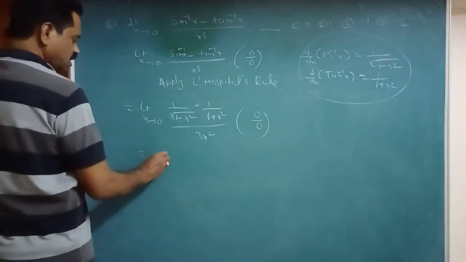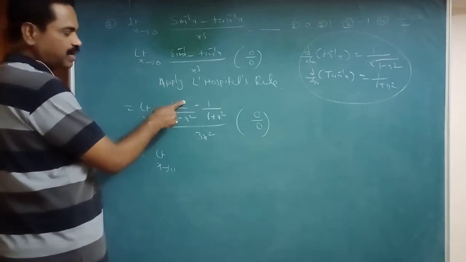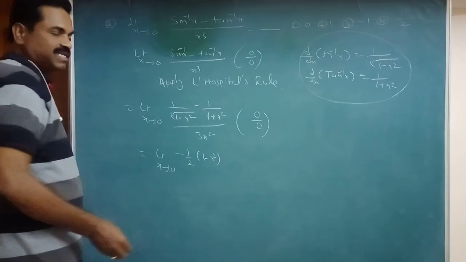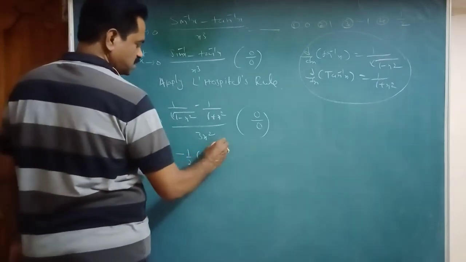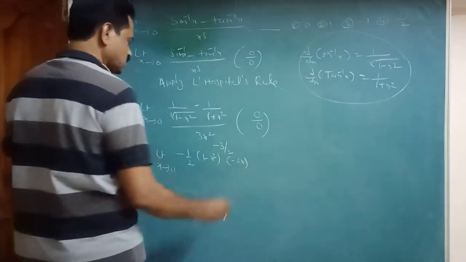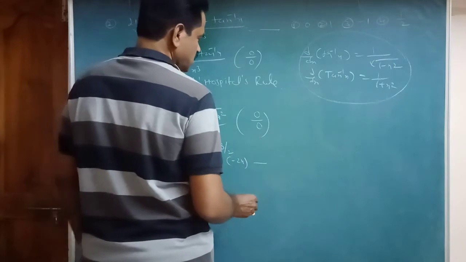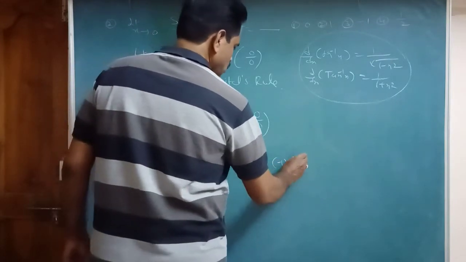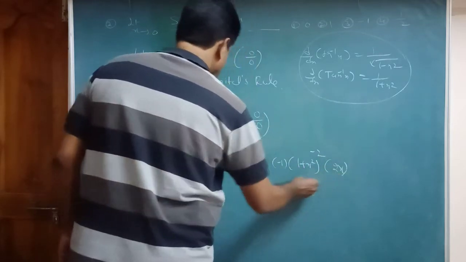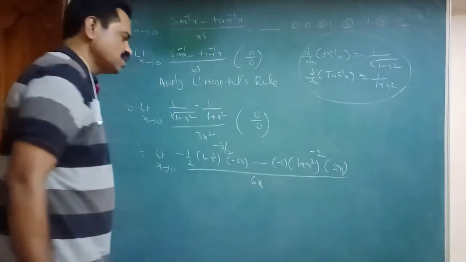That equals limit x tends to 0, it is (1 minus x square) whole power minus 1 by 2, that is minus 1 by 2 into (1 minus x square) whole power minus 1 by 2 minus 1, that is minus 3 by 2. Again inner function derivative here, minus 2x. Next, minus (1 plus x square) whole power minus 1, minus 1 into (1 plus x square) whole power minus 2, again inner function derivative 2x, divided by 3x square, derivative is 6x.